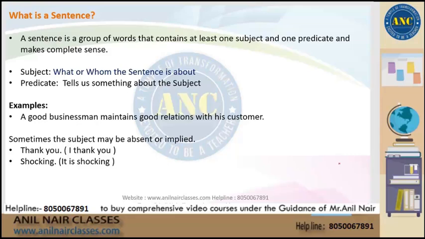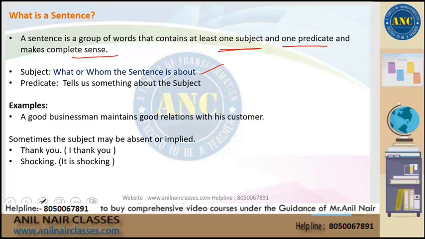What is a sentence? A sentence is a group of words that contains at least one subject and one predicate. The sentence by itself should make complete sense. Now, what is a subject in a sentence? The subject is the person or the object the sentence is talking about. So, it is the what or whom in the sentence.